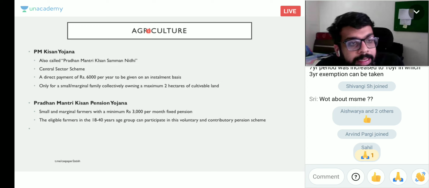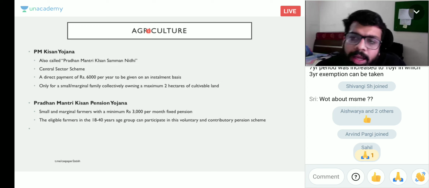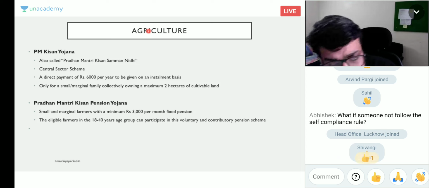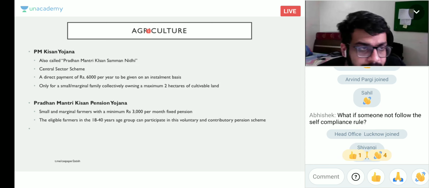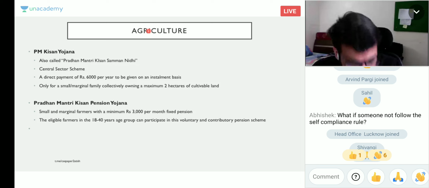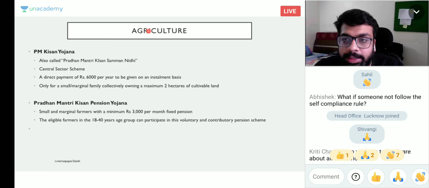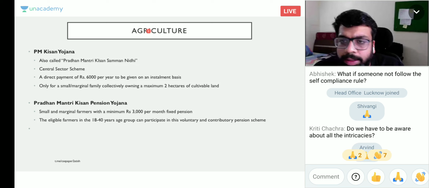There are the following schemes. First is the Prime Minister's Kisan Yojana. I understand this has been fairly in the news. What can be done is the following things. The Prime Minister's Kisan Yojana, firstly, is also called the Pradhan Mantri Kisan Samman Nidhi. It's essentially the same thing. So if you get either of those two names, don't get confused.